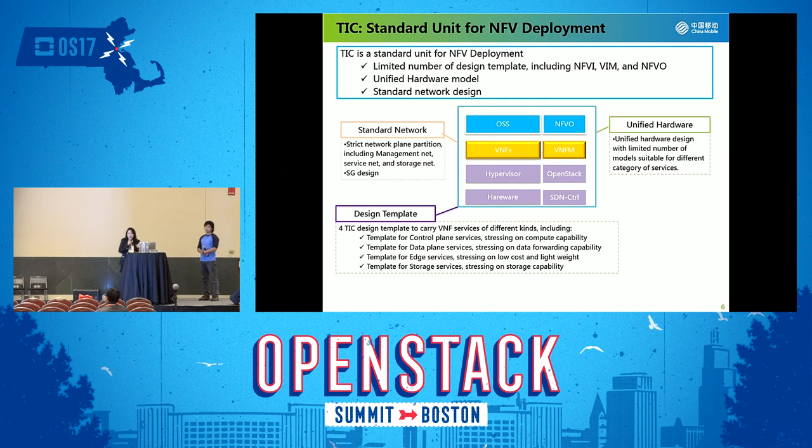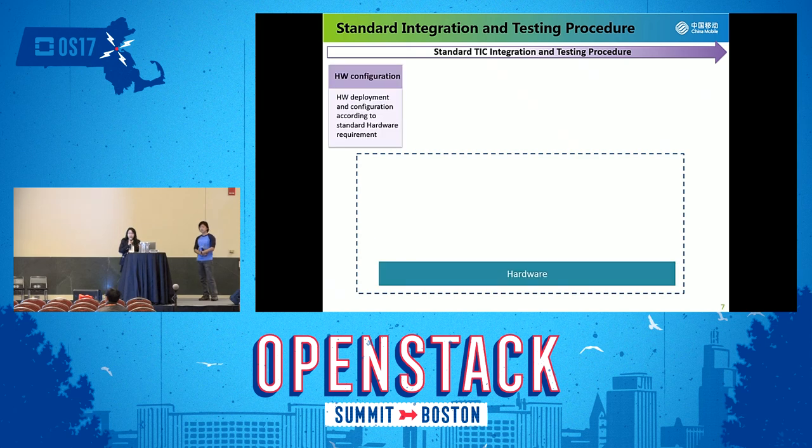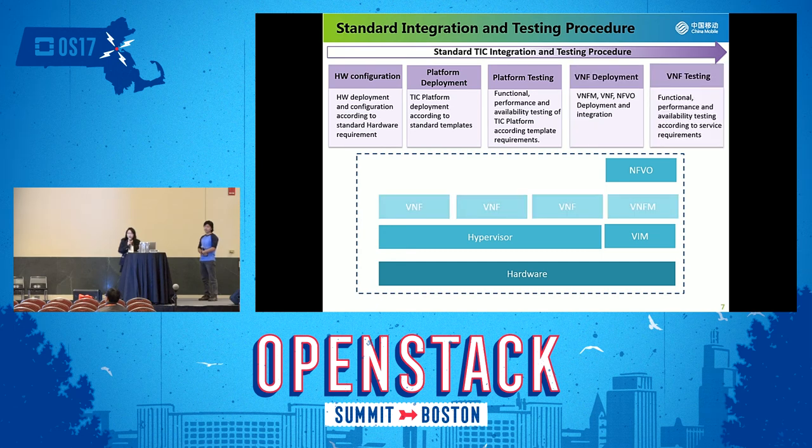Also, TIG will have unified hardware models and network design. Taking into consideration that TIG is quite standardized, you can have a quite standard integration and testing procedure. Here I just give a quite generic view of how this procedure should be. First, we have all the hardware prepared and configured, of course. Then we will have what we call the platform ready and tested. This will include the hypervisor, the VM, and the orchestrator. And finally, we will have the VNF deployed and tested, and finally, the service launched.